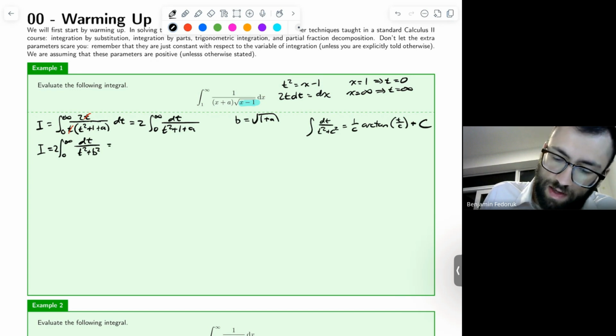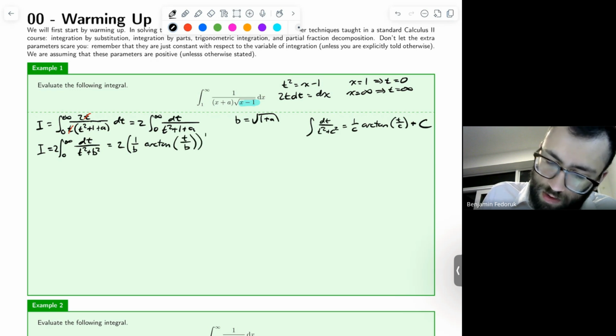So what we'll do is we can write out our answer. It'll be 2 times 1 over, in this case our c is b, arctan of t over b, and our bounds here are from 0 to infinity.